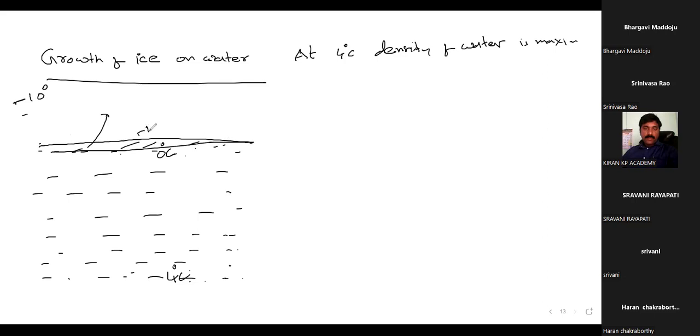Here is minus 10 degrees centigrade. This is at 0 degrees centigrade. The energy is traveling from the high temperature to the low temperature. Ice is a bad conductor of heat.